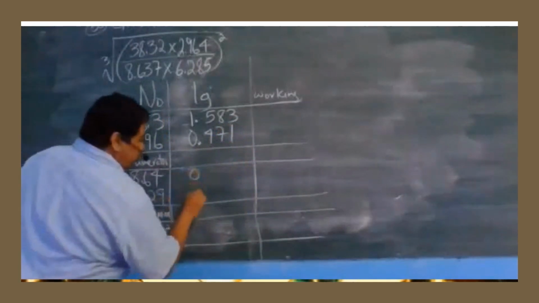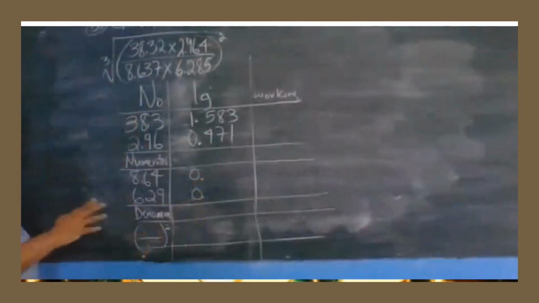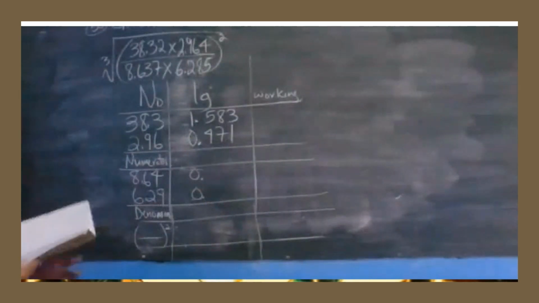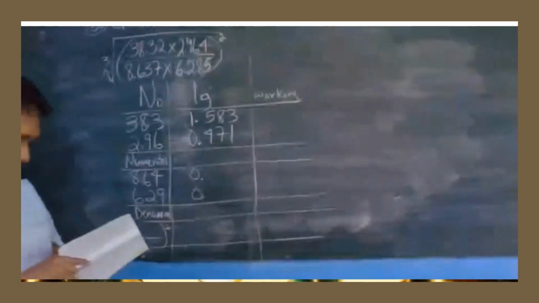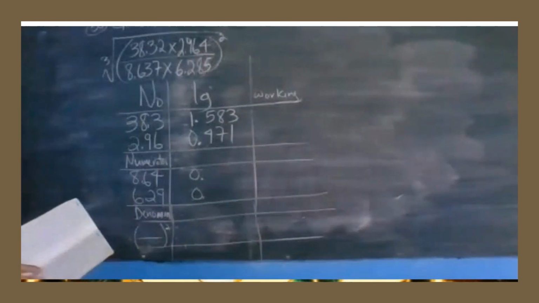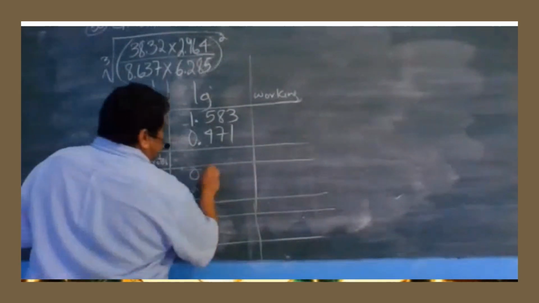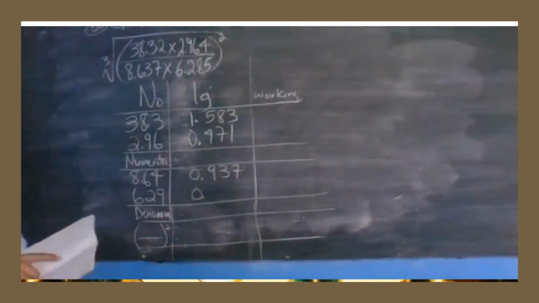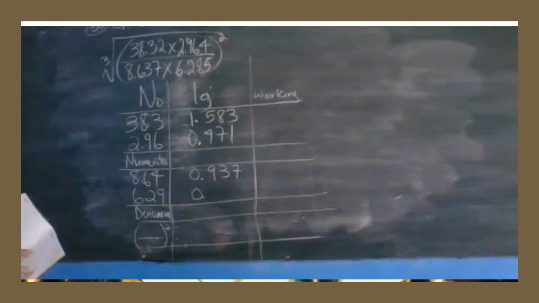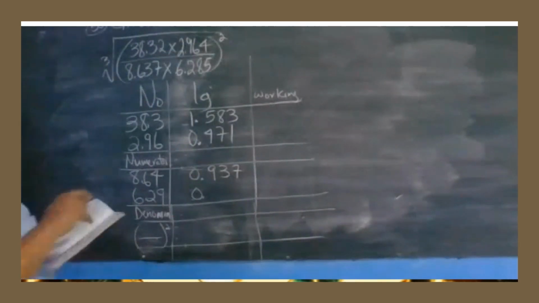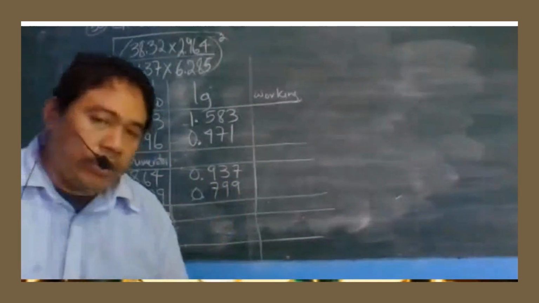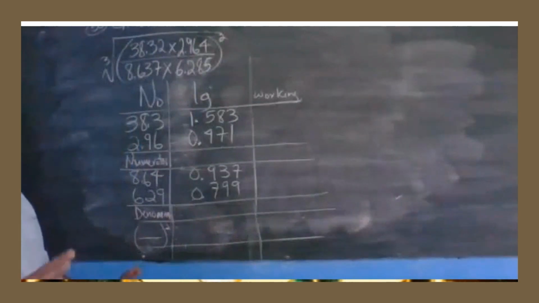So both of these are zeros. 0 is characteristic because they don't exceed 9. So 8.6 on the primary column, 4 on the primary row, and they meet at 937, and 6.2 on the primary column, 9 on the primary row is 799. Okay, so we don't need the three-figure for a while after this until we anti-log.